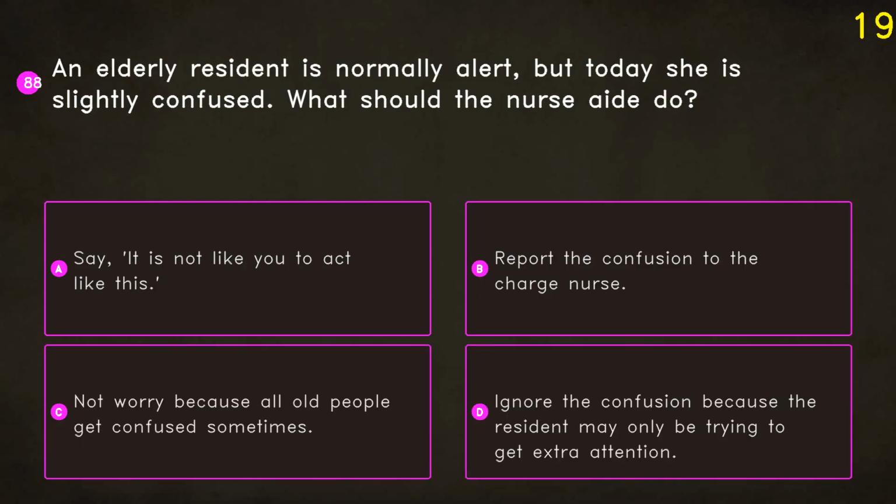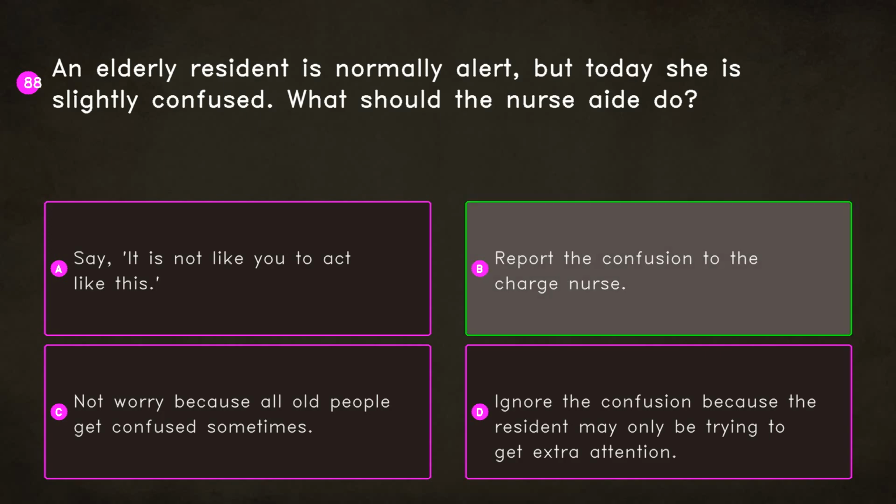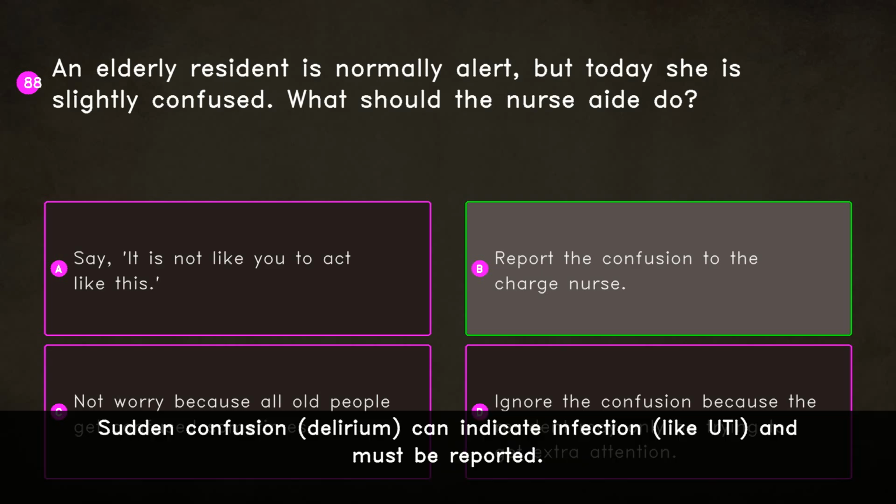Question 88. An elderly resident is normally alert, but today she is slightly confused. What should the nurse aide do? A. Say, it is not like you to act like this. B. Report the confusion to the charge nurse. C. Not worry because all old people get confused sometimes. D. Ignore the confusion because the resident may only be trying to get extra attention. The correct answer is report the confusion to the charge nurse. Sudden confusion, delirium, can indicate infection, like UTI, and must be reported.